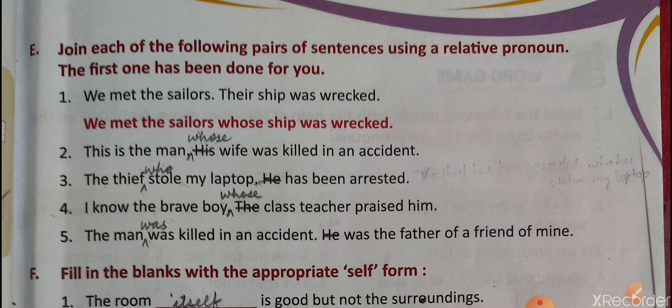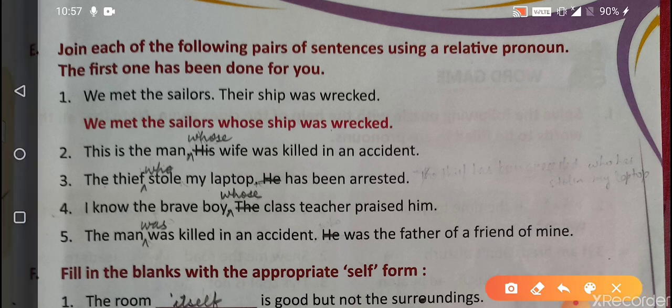Alright. Next is: the man was killed in an accident. He was the father of a friend of mine. This is not "was", this is "who". So it is: the man who was killed in an accident was the father of a friend of mine. I'm sorry for this mistake also.